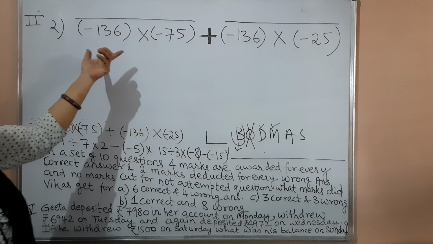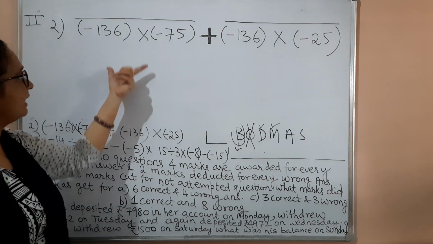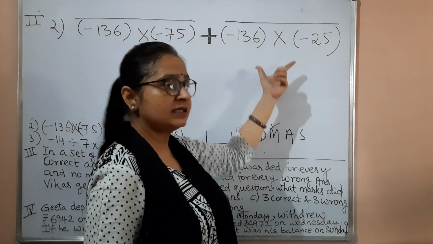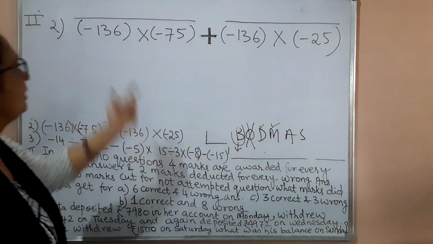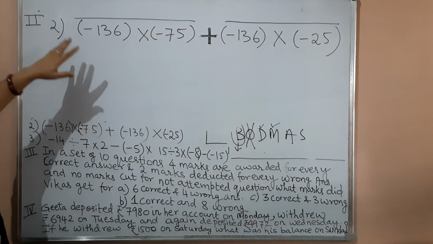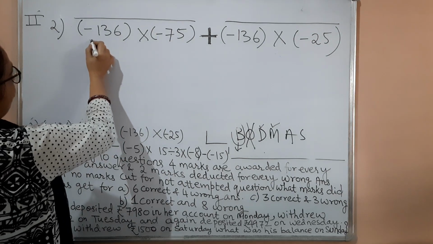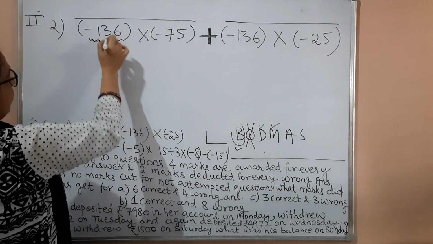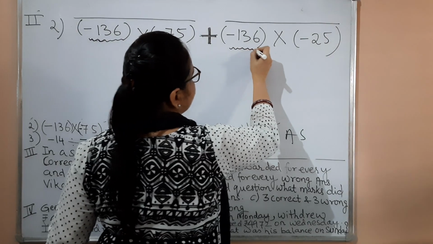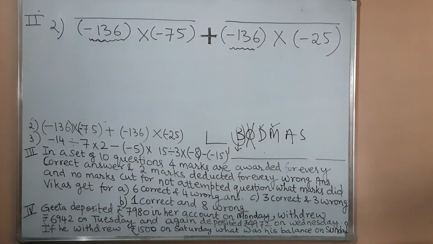Now what we can do? We can multiply this and get the answer. We can multiply this and get the answer, and then we can add both of them. But here you can see something which is very special. We know that minus 136 is multiplied in both the cases, and here we can use distributive law which was taught in whole numbers.